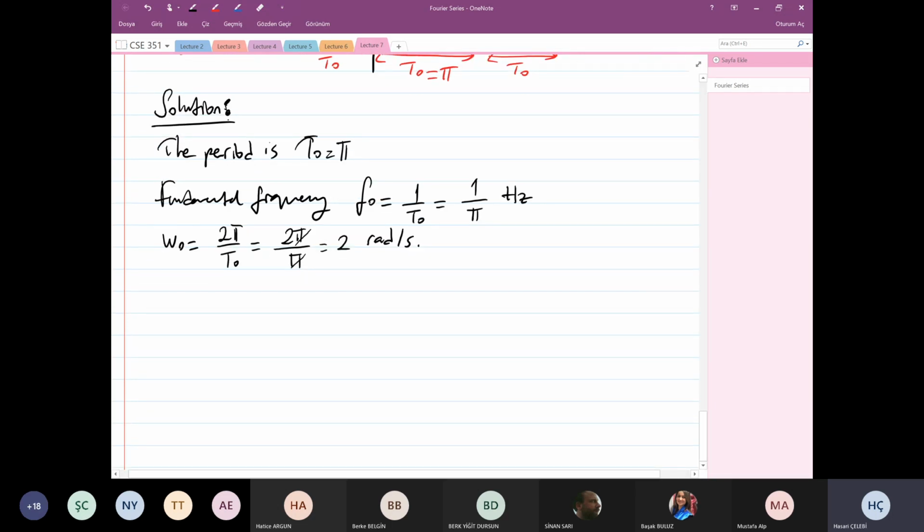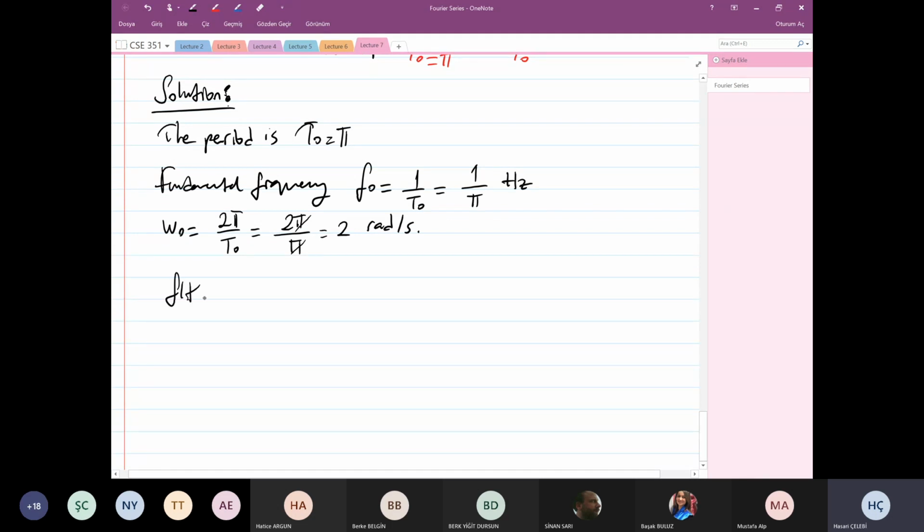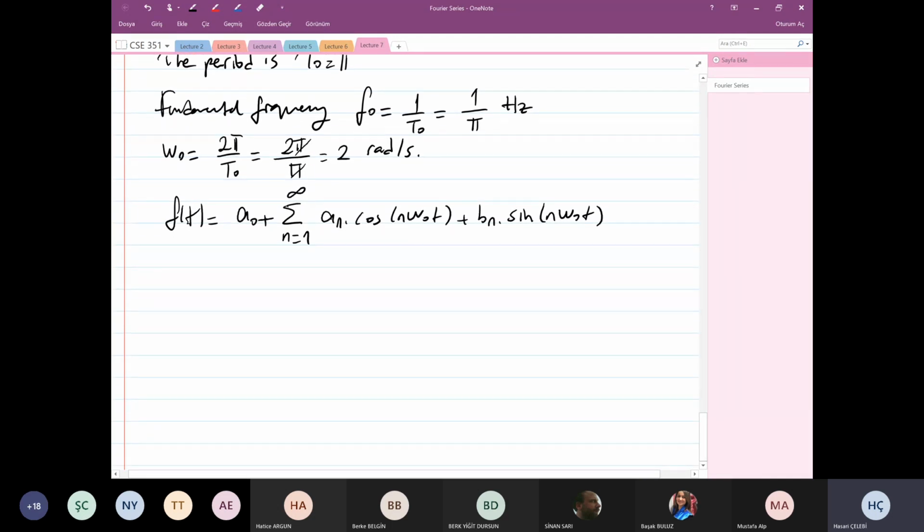Okay, we found the radian frequency. Now we are ready to write down our Fourier series. f of t is equal to a0 plus the sum for n from 1 to infinity of an times cosine n omega 0 t plus bn times sine n omega 0 t. Remember, guys, that was the equation for the trigonometric Fourier series.